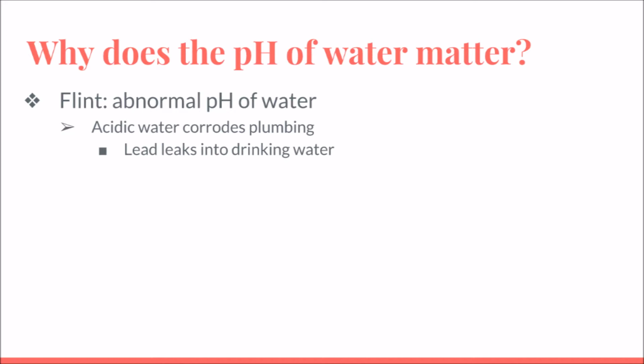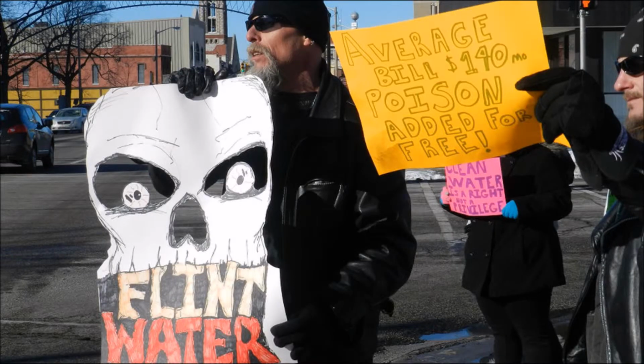Why does the pH of water matter? The pH of water can affect how safe it is for humans to drink it. For example, in Flint, Michigan, the water was acidic because of a combination of poor regulation regarding the chemicals the plants put into the water and poor action. The acidic water corroded the plumbing, which led to the leak of the chemical lead into drinking water, causing many health problems amongst the inhabitants of Flint, and many protests regarding that.